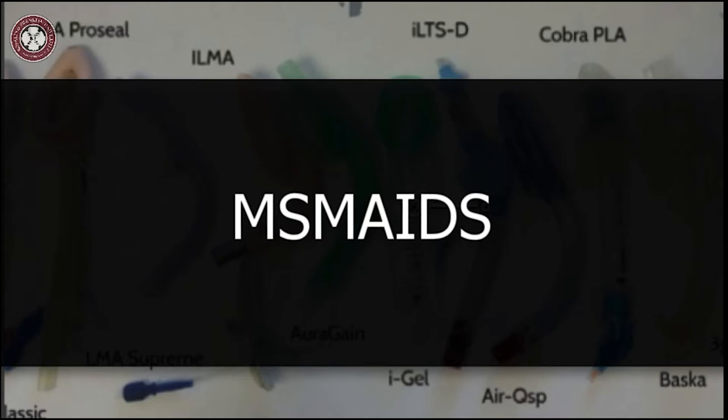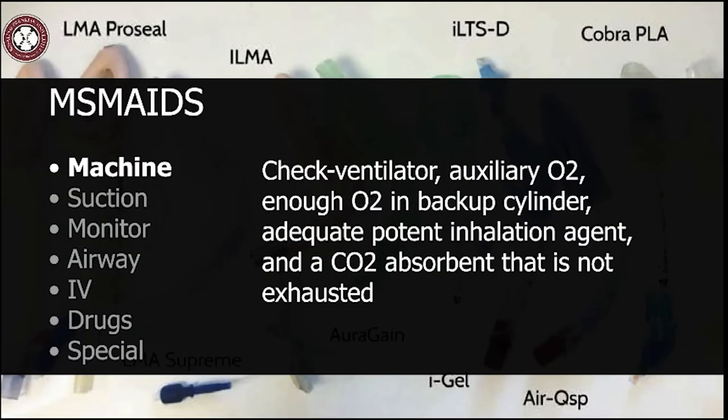MISMATES is a mnemonic used as a checklist to make sure the anesthesia machine, as well as all equipment and medications needed for induction, will be ready for use before the patient arrives to the OR. Since MISMATES is discussed in greater detail during lectures, only summary information will be provided in this video. The MISMATES acronym begins with machine.